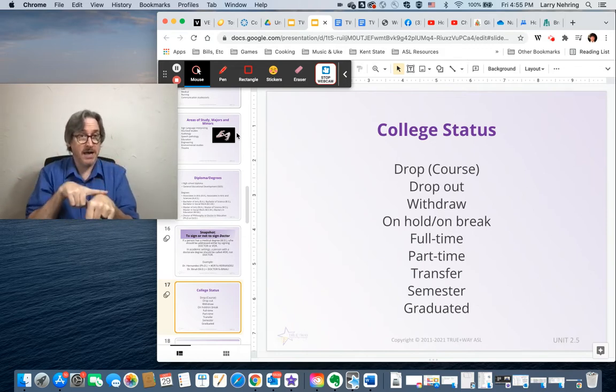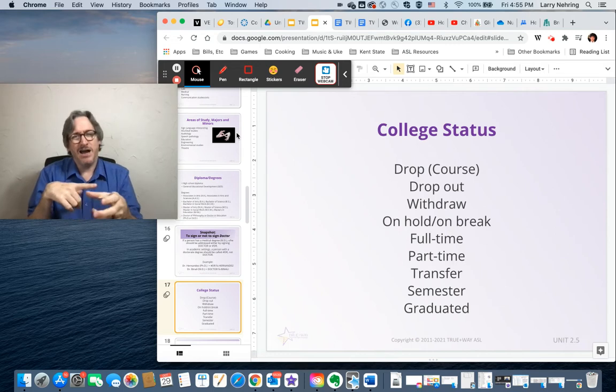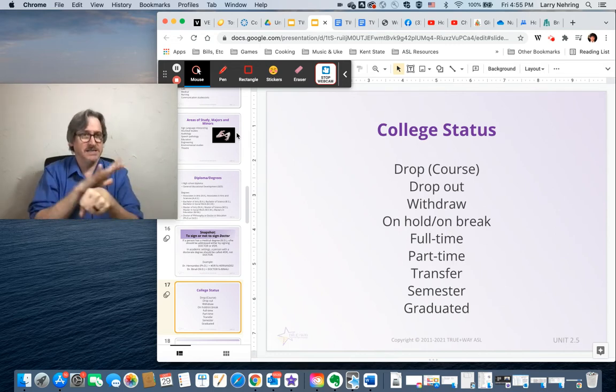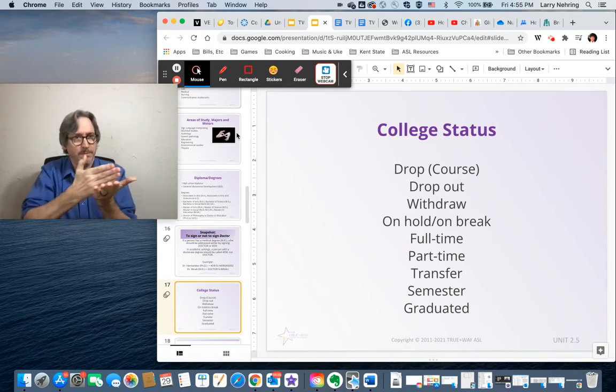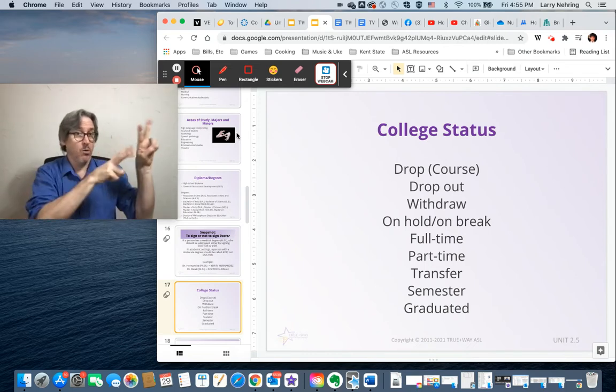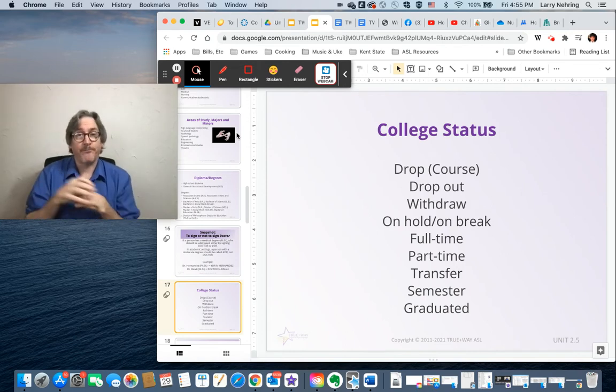Full time. So you've got a cup here, you fill it up. Full time. I've seen FT, but that's more confusing. This is very clear. Full time. Part. So you carve off a part. Part time. Transfer. I've seen it with one hand or two hands. Transfer.